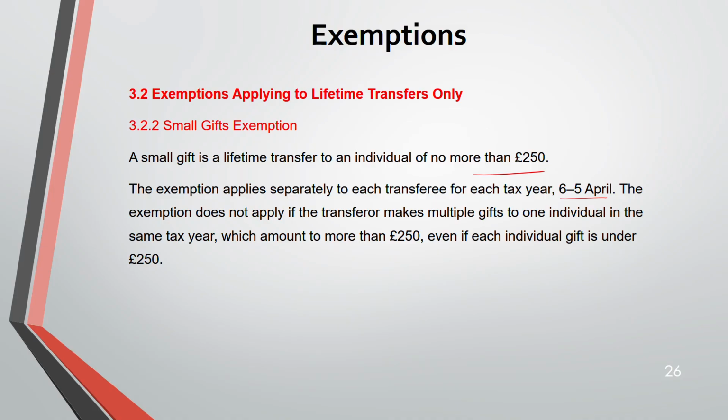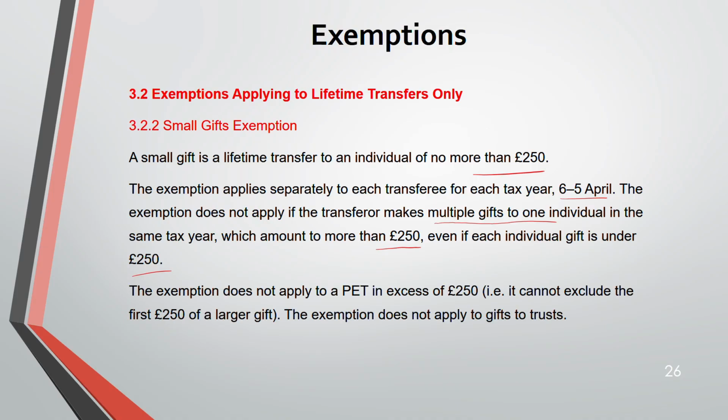So the exemption applies separately to each transferee for each tax year, and the exemption does not apply if the transferor makes multiple gifts to one individual in the same tax year and the amount is more than 250, even if each individual gift is under 250. Your individual gift might be less than 250, but if the total to the same individual in the same tax year is more than 250, then the amount would be taxable.